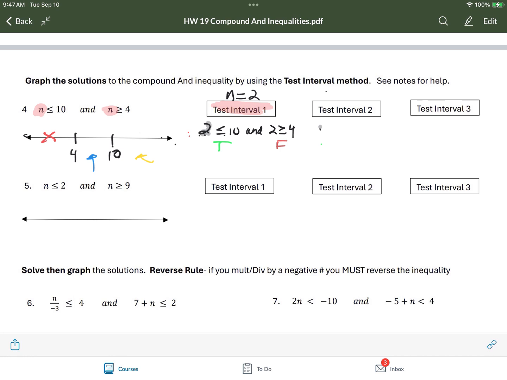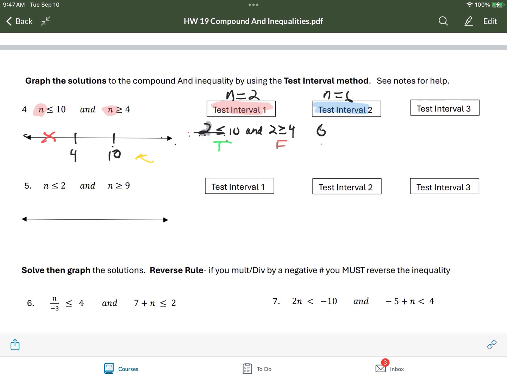Now let's pick a number between 4 and 10, and let's test a number between 4 and 10. So how about maybe 6? You could test any number you want. Maybe Bernard tests 6. Maybe somebody else tests 7. You can test whatever number you want. So I'm going to test 6.